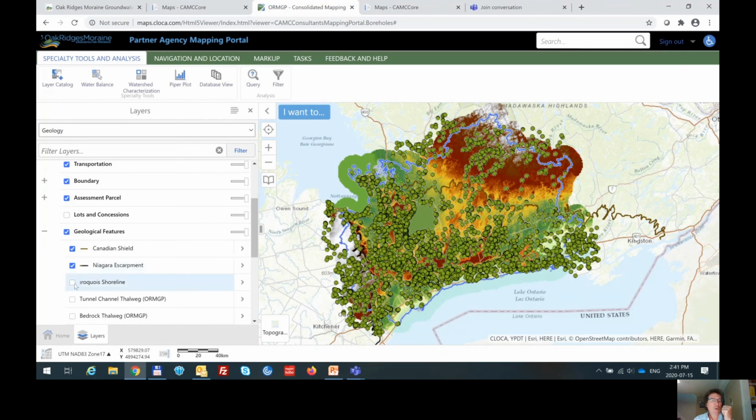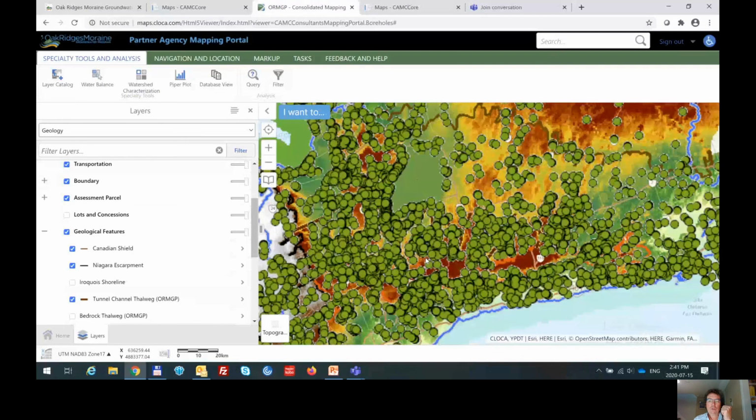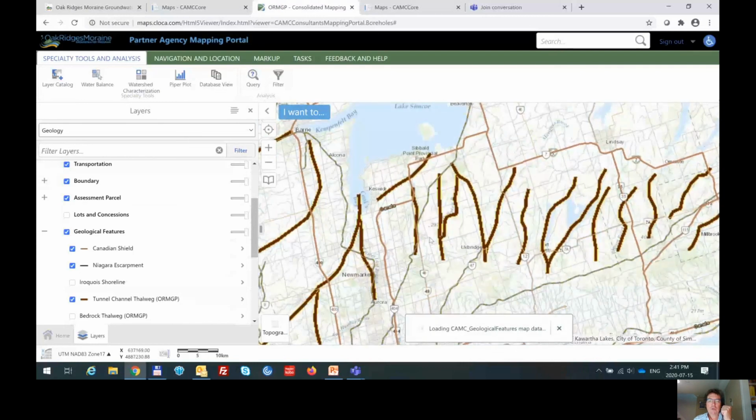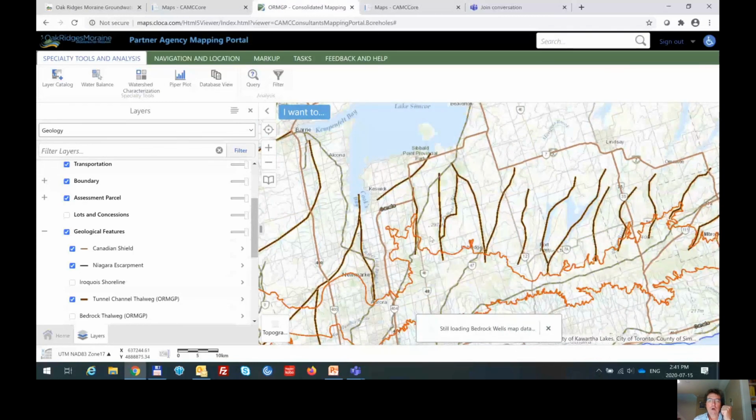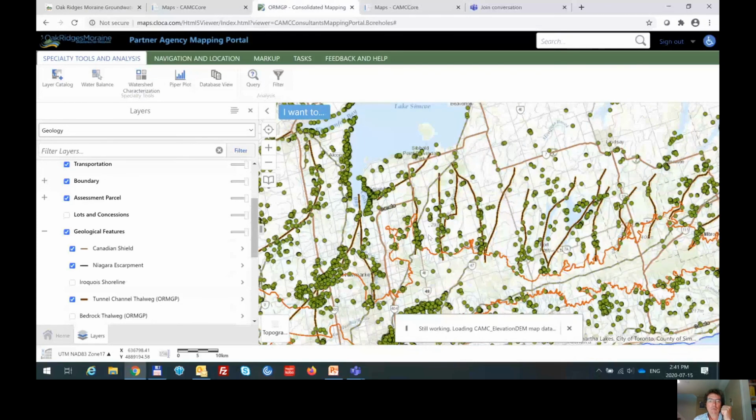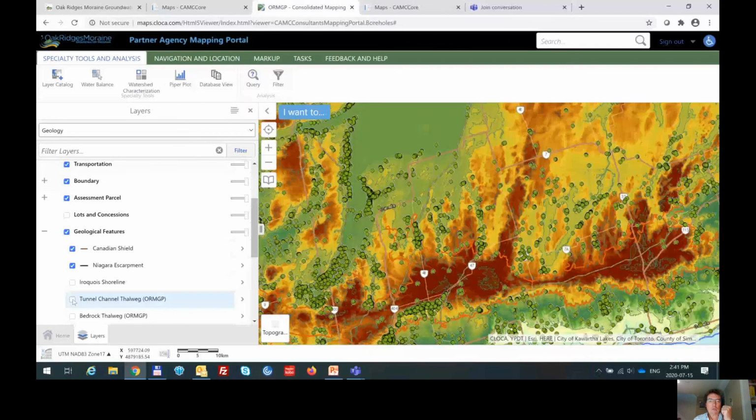So for example, I may want to say, where are my tunnel channel thaw wegs? And do I get flowing wells focused on them? So these are the valleys that occur in the DEM north of the moraine. So these thaw wegs, I'll turn that on and off so you can see. And it looks like, yeah, there might be a relationship between flowing wells and that structure.